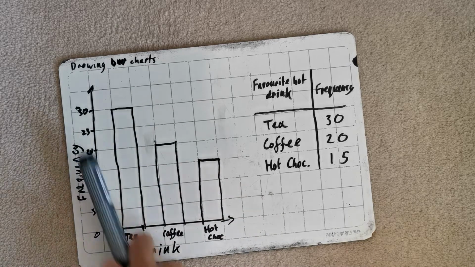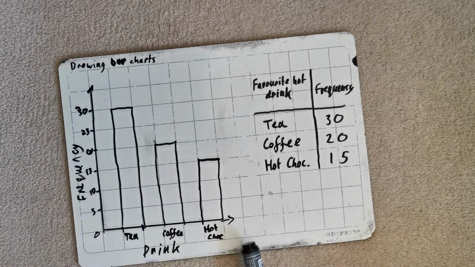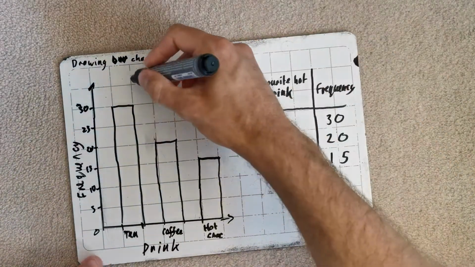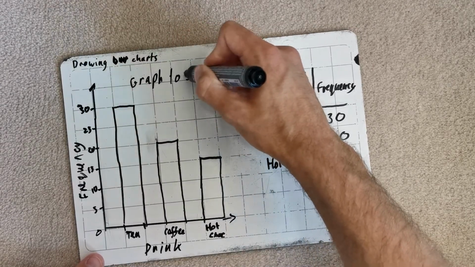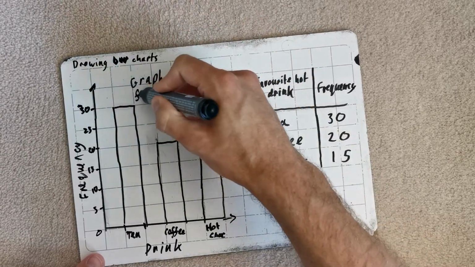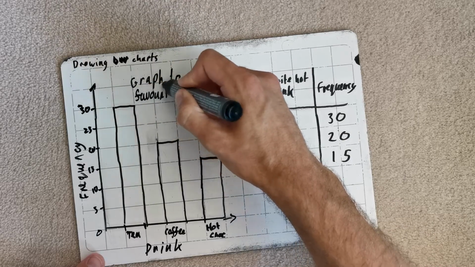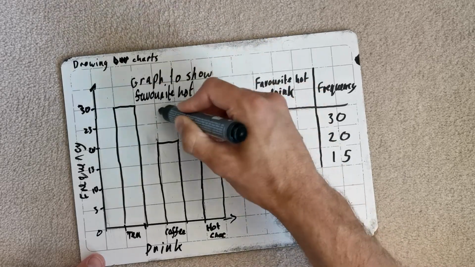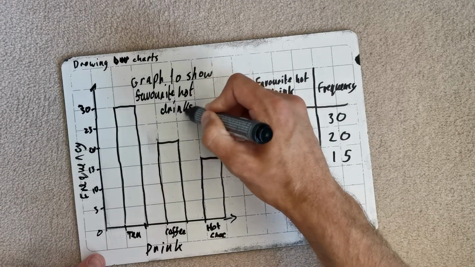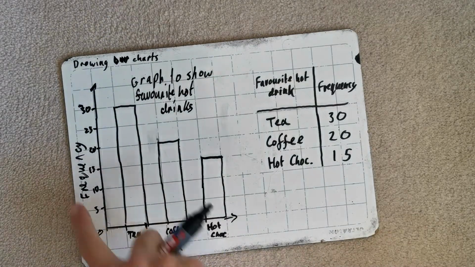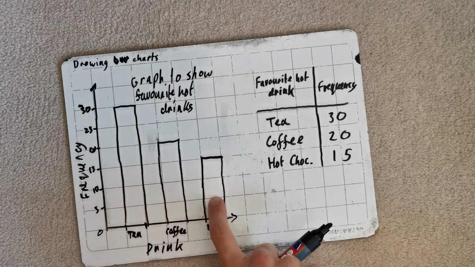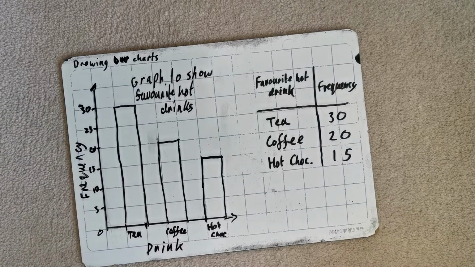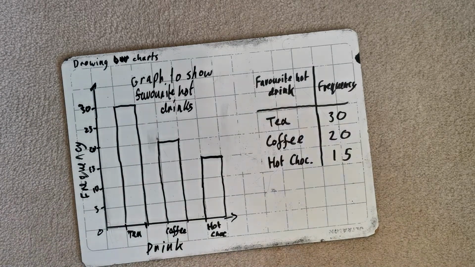Okay, we've decided what's going up that axis. We've decided what's going on that axis. Have we missed anything? I guess we could put a title there. So it could be graph to show favourite hot drinks. Favourite hot drinks or something like that. Okay, title, equal spacing there, equal spacing for the bars, equal width bars, and we've got a great bar chart there. Hope this helps. Thank you very much.